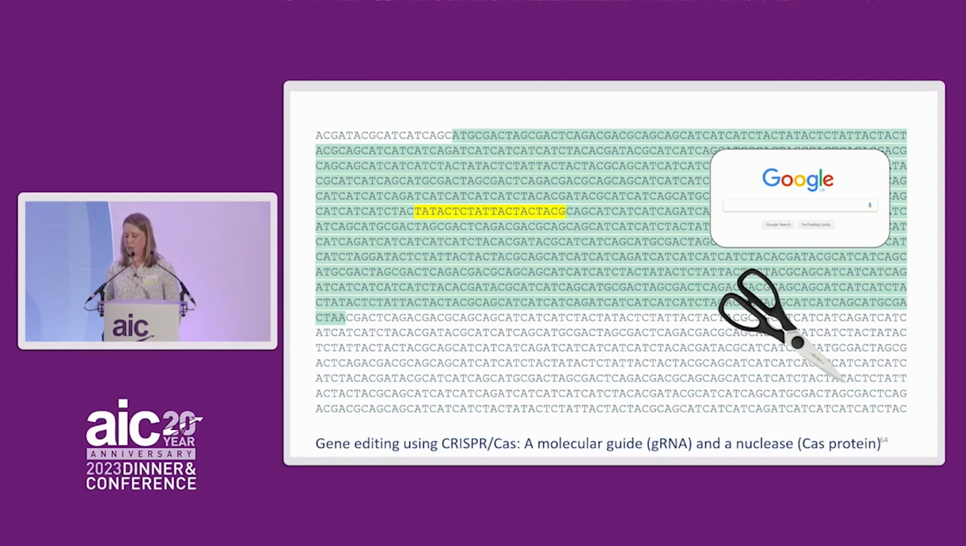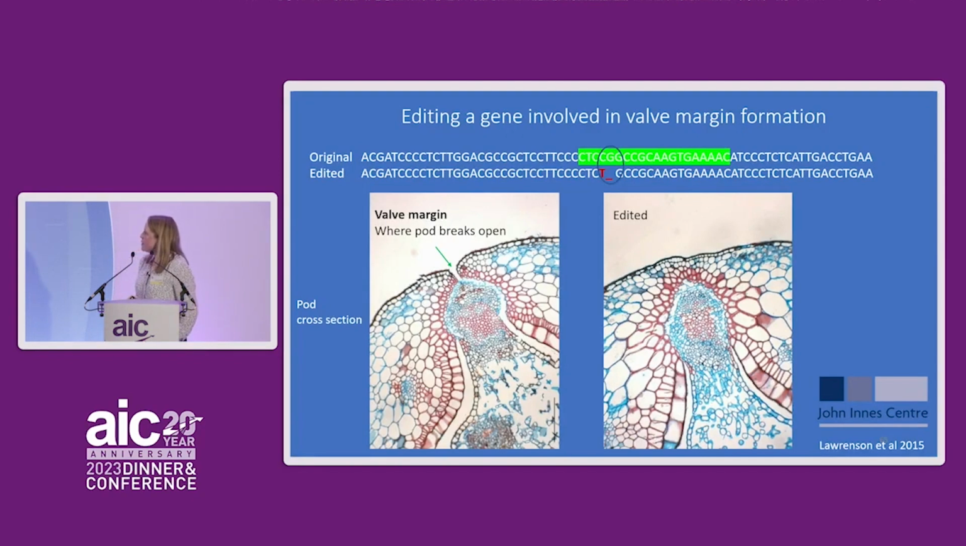And this is what it looks like. Here, what you're seeing now is a cross-section of 2 pods. And you can see where that green arrow is, that's where our valve margin would form. So that's where your pods would break open. And you can see where we've targeted our guide, and where it's circled is where we've made that break.